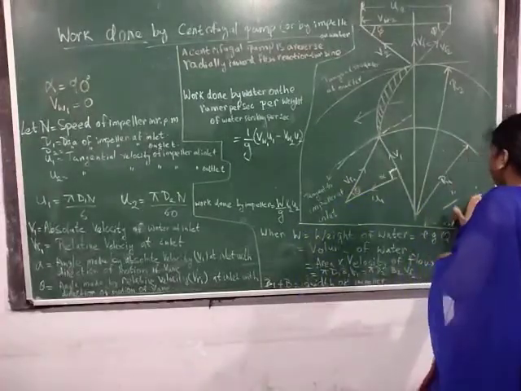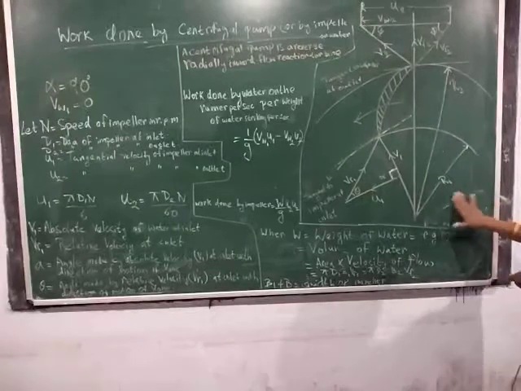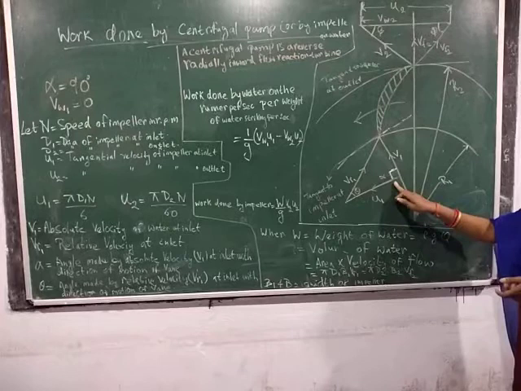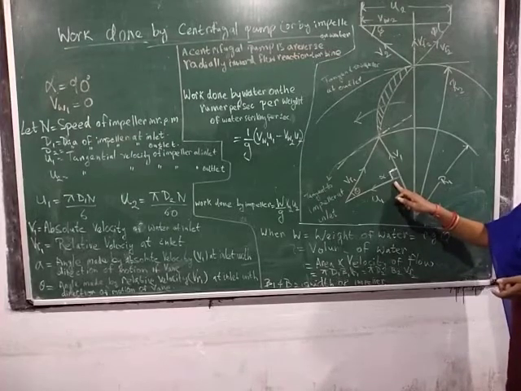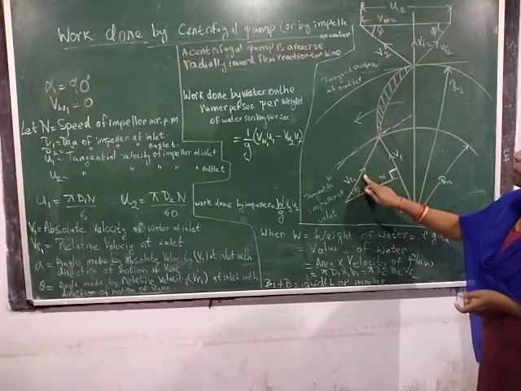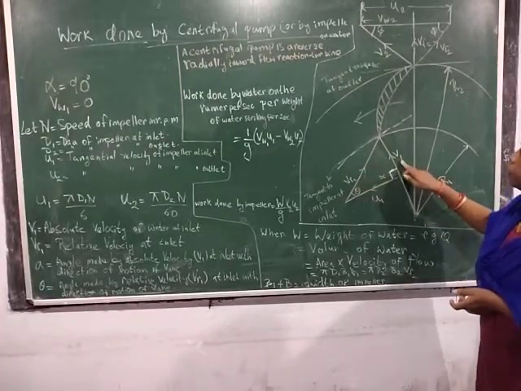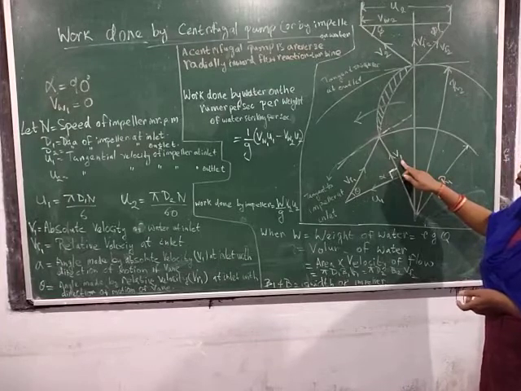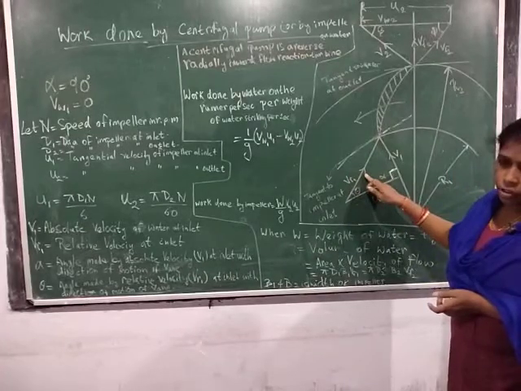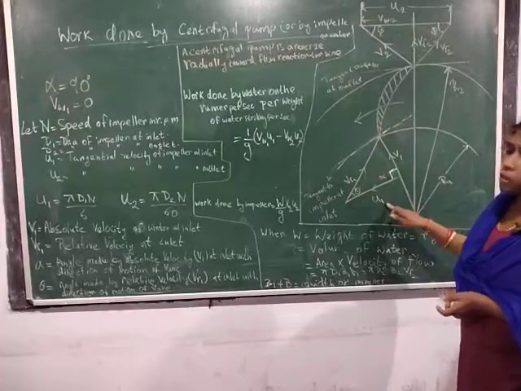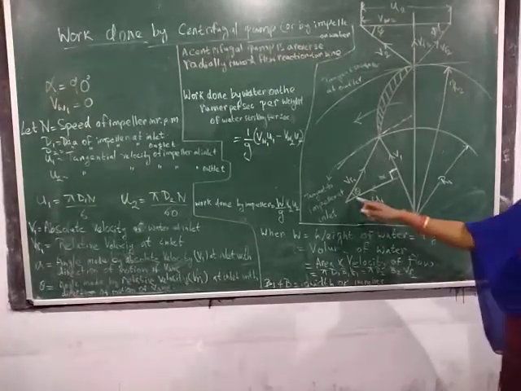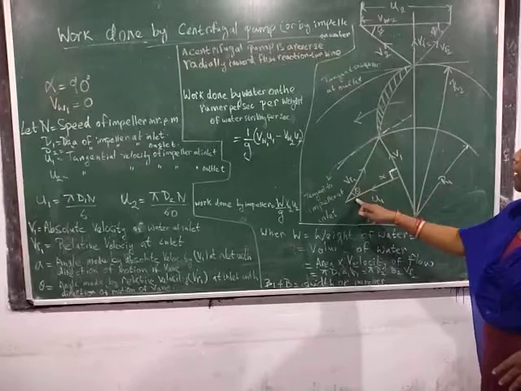So this is the velocity triangle at inlet of a centrifugal pump. Here Vf1 is the velocity of flow at inlet, V1 is the absolute velocity at inlet, Vr1 is the relative velocity at inlet, and U1 is the velocity of the blade at inlet. Next, this is the angle alpha and this is the angle theta.